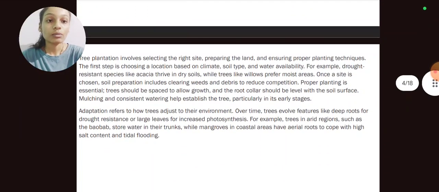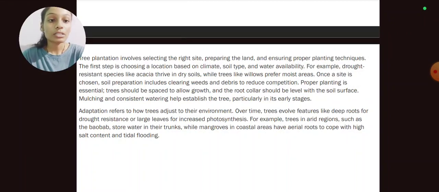Tree plantation involves selecting the site, preparing the land, and ensuring proper planting techniques. The first step is choosing a locality based on climate, soil type, and water availability. For example, drought resistant species like acacia thrive in dry soils, while trees like willow prefer moist areas. Once a site is chosen, soil preparation includes clearing weeds and debris to reduce competition.